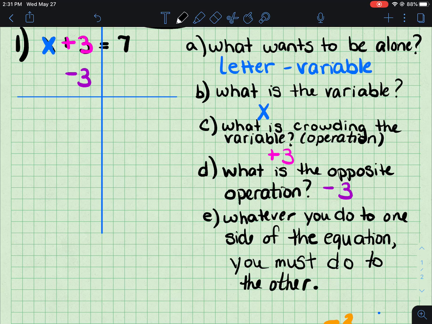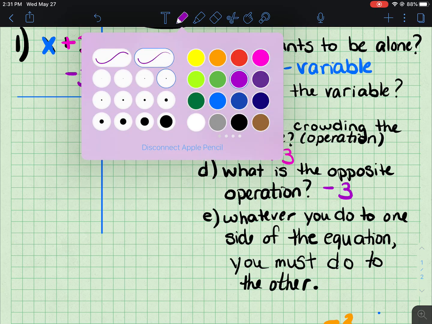Okay, so in this case, what did I do to one side? I minus 3, so I'm going to minus 3 from the other side.